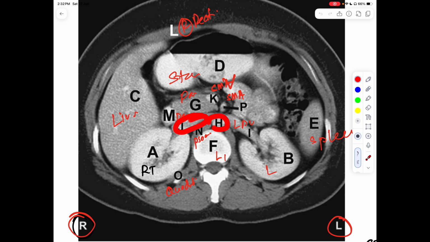In front of the kidney, you see M, G, K. M is the duodenum, the second part of the duodenum going down, and G is the pancreas, in a horizontal form. K is the superior mesenteric vein, and P is the superior mesenteric artery.